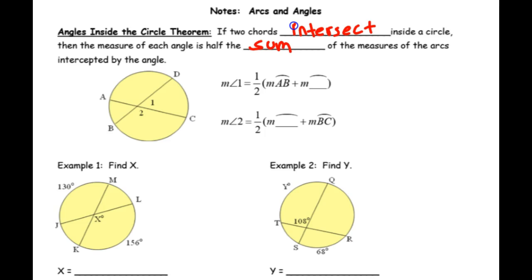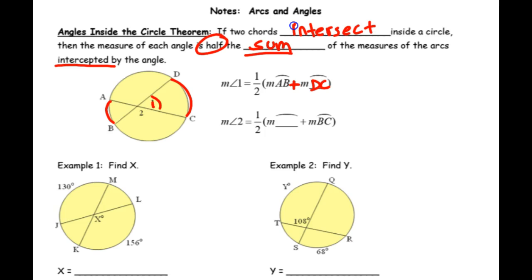So that means, for example, if I'm looking at this angle 1 right here, I need to find, first of all, the sum of the intercepted arcs, which would be AB and, what's this one? DC, right? So fill that blank in. I find the sum, which means I'm going to add them up. And once I find that sum, I'm going to find half of it. So that's why I have this 1/2 in front of those parentheses. So again, it's angle equals half, parentheses, arc plus arc.